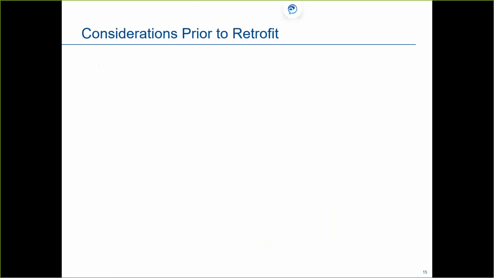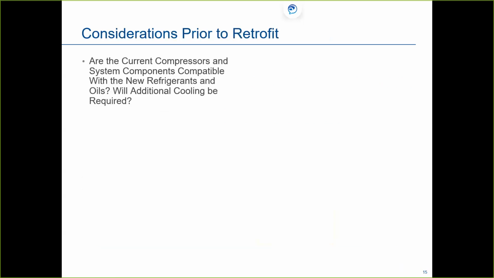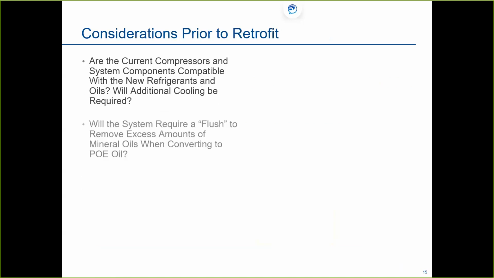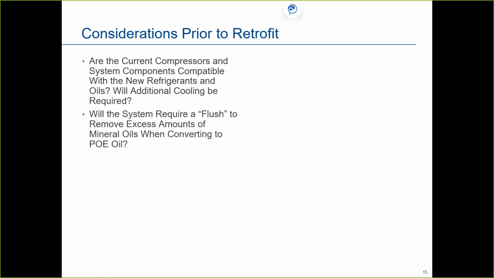Considerations prior to retrofitting. Are the current compressors and system components compatible with the new refrigerants and oils? Will additional cooling be required? Will the system require a flush to remove excess amounts of mineral oils when converting to POE oil? And when I say flush, I don't mean like RX11 or a flush. Emerson frowns on flushes outside. It doesn't mean it's a bad product. It has not been tested, though they're more than welcome to test it in our facilities or their facilities. We just have to see the documentation, and right now nothing's been approved. We like refrigerant, we like oil, and we don't mind nitrogen in the lines, but I want to be clear on that on the flushes, okay?